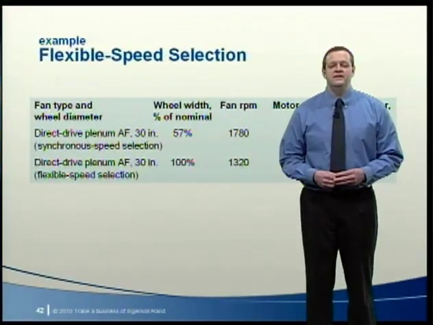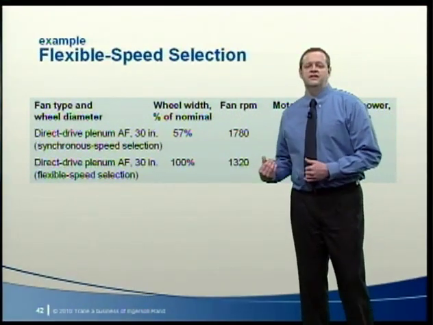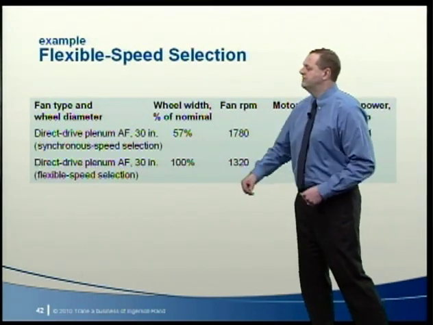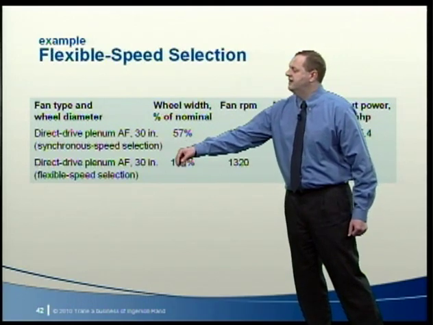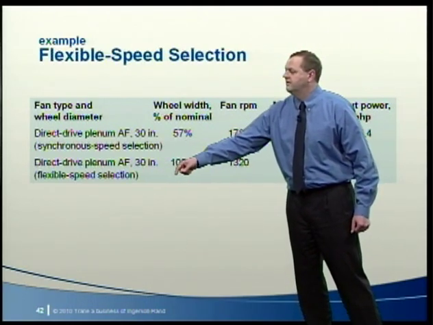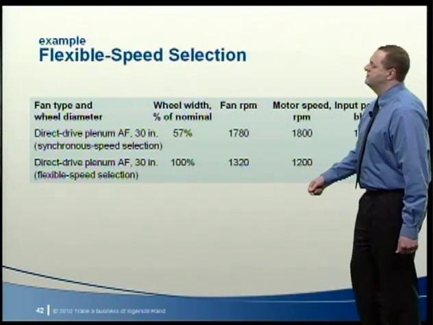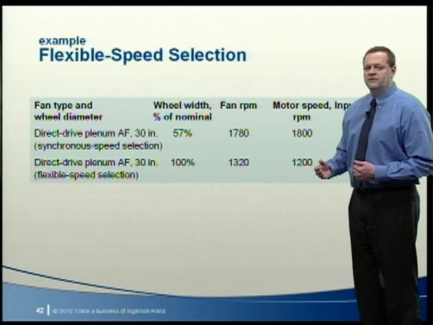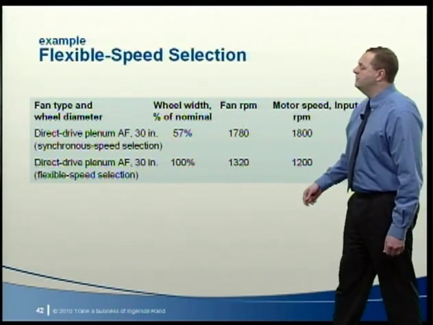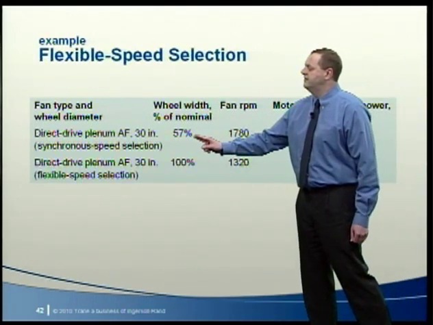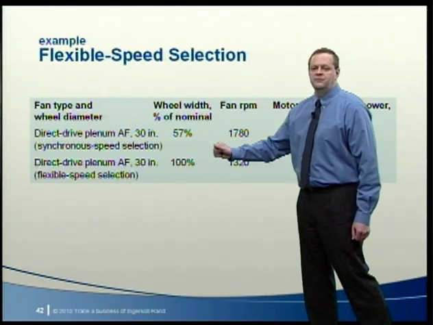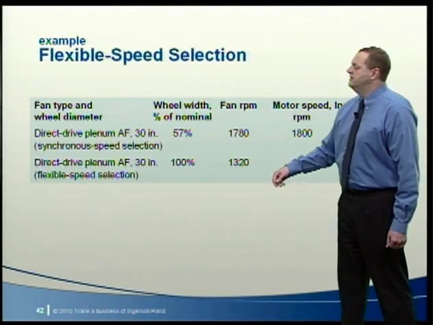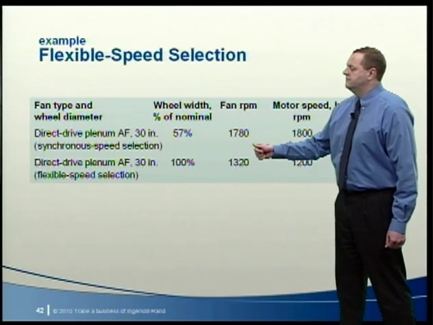Using the same example VAV air handling unit, here are two selections for a 30-inch diameter direct drive plenum fan. The first row shows a synchronous speed selection, and the second row shows a flexible speed selection. For the first selection, the motor's nominal speed is 1800 RPM. To deliver the desired airflow and static pressure, the width of the fan wheel is trimmed down to 57% of nominal width for this particular wheel diameter. And the motor operates at its synchronous speed of 1780 RPM.